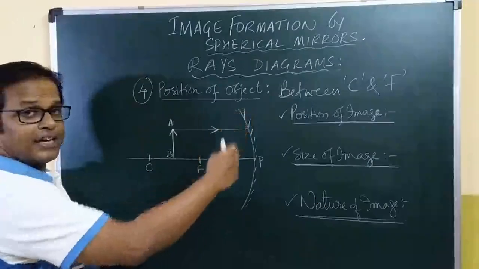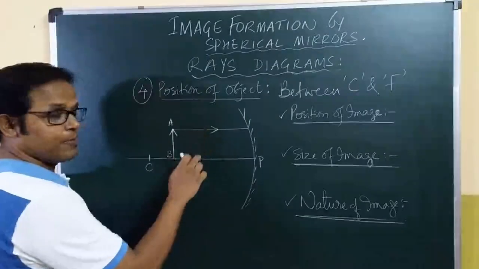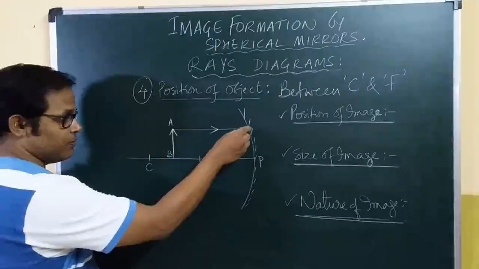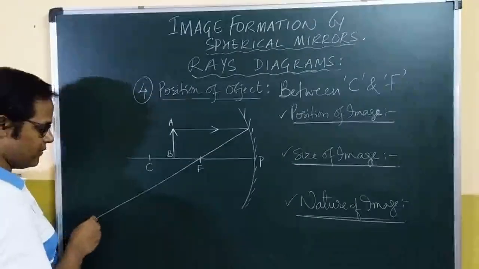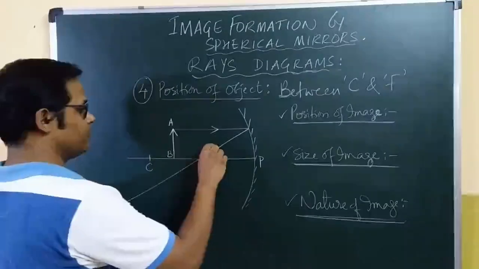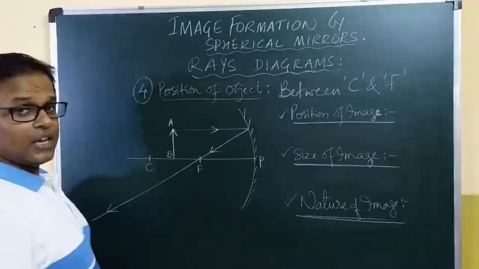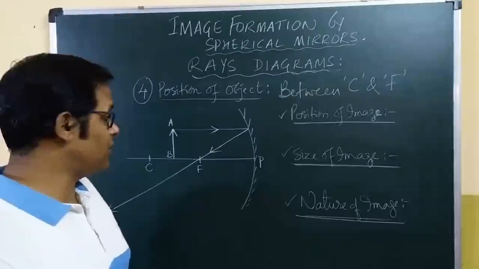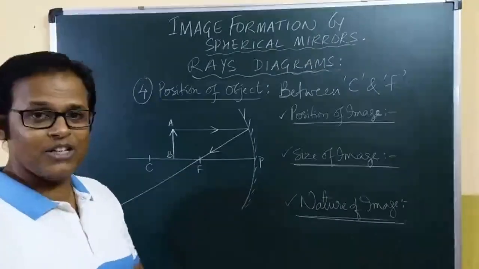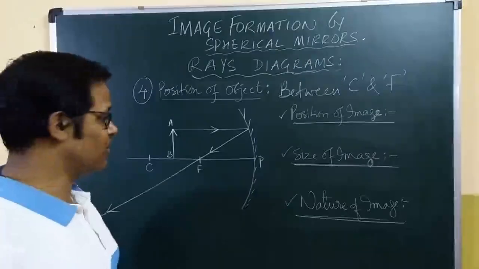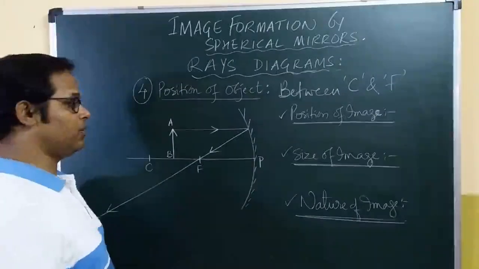A ray of light incident parallel to the principal axis, after reflection by the mirror, should be reflected through a point called the focus. That's it. One very important piece of advice which I forgot to tell you in the early session: do use your scale and pencil only to practice these ray diagrams, okay?